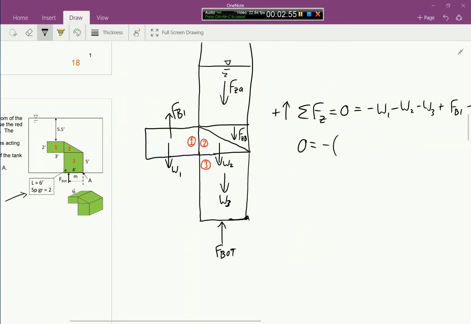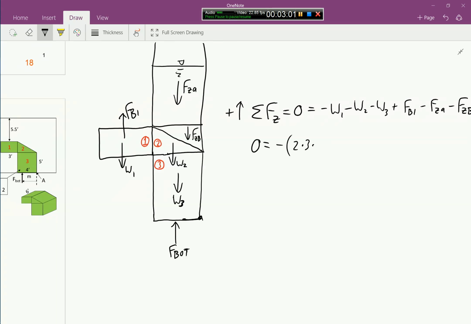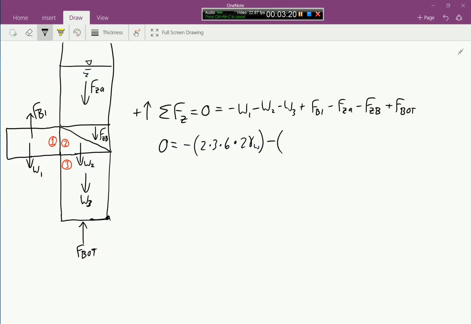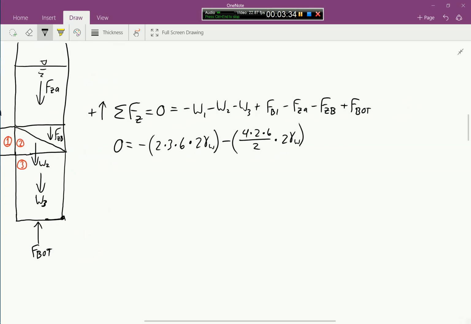So we first find the volume of 1, which is 2 times 3 times 6, just using the figure and the dimensions given in the figure. This is the volume of 1 times the specific weight of 1, which is 2 times gamma water. The specific gravity times gamma water gives you the specific weight of this particular body. Now we have the weight of 2, which is the volume of 2, 4 times 2 times 6 divided by 2, times the specific weight of 2, which is again 2 gamma water.